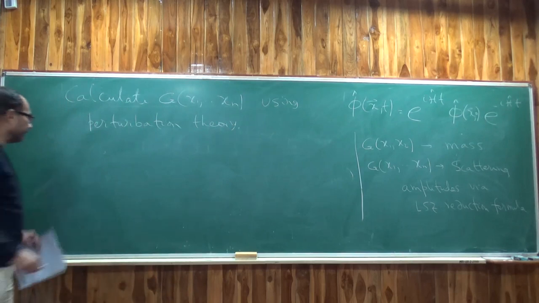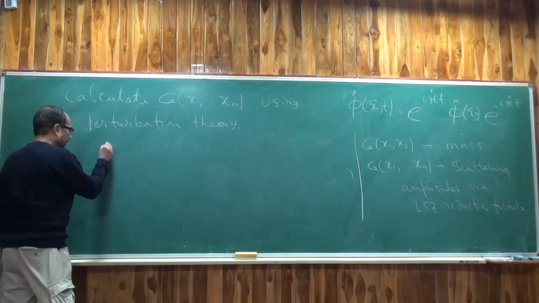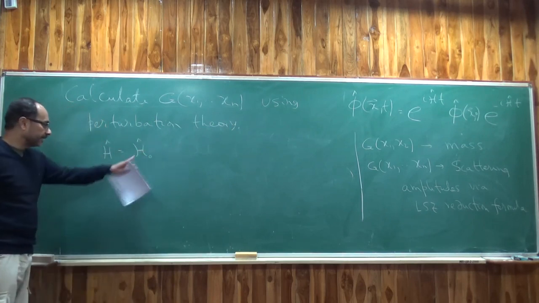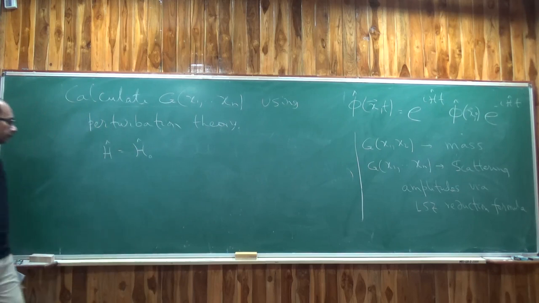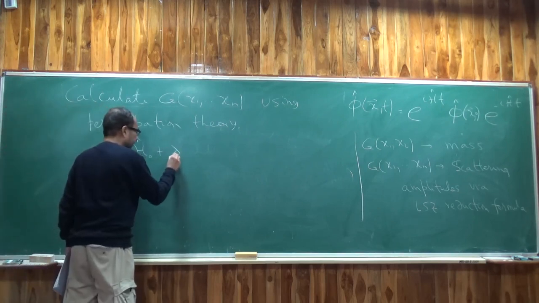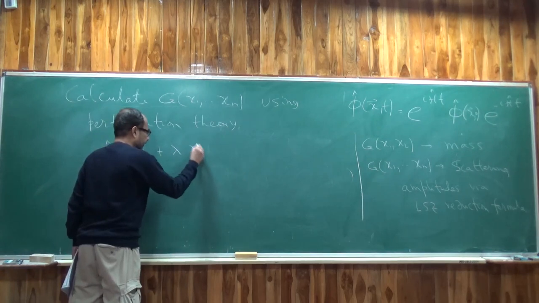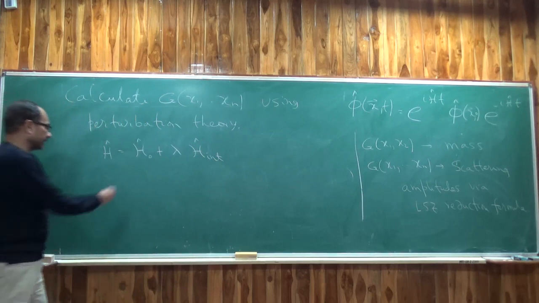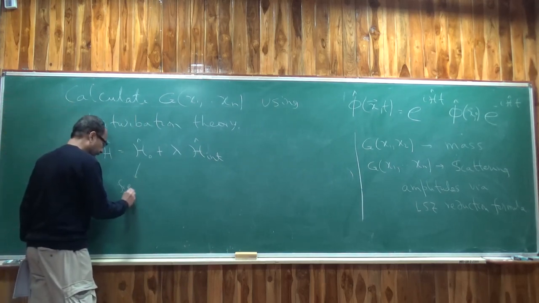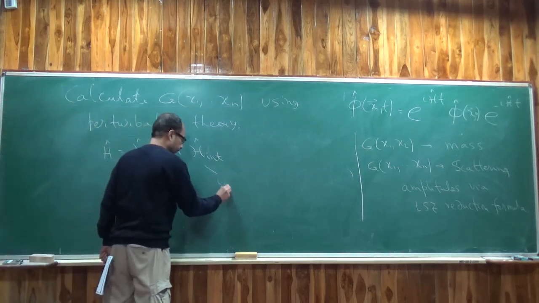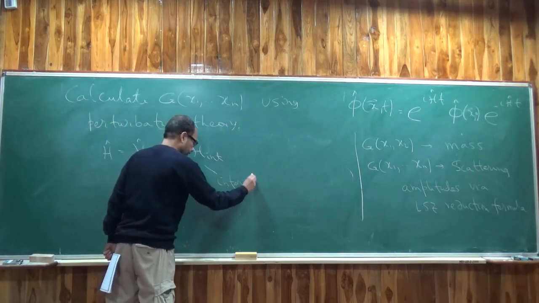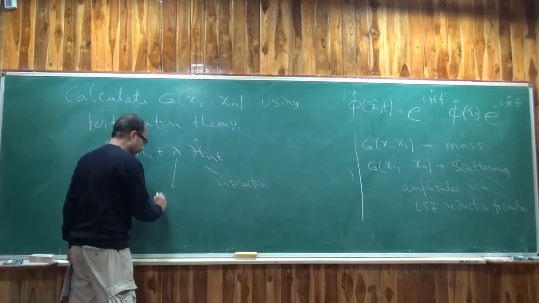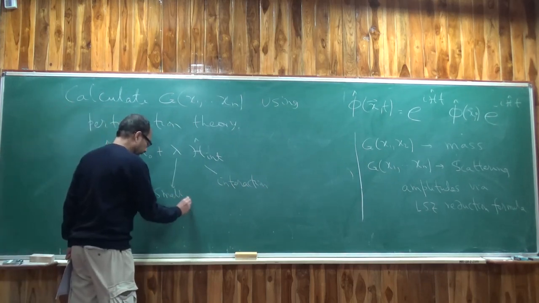So what we'll do is we'll write the Hamiltonian H hat as a sum of two terms. One is a free Hamiltonian, which just represents free fields, which is easy to solve, plus some small parameter, which I call lambda, times H hat interaction. So this is the free Hamiltonian, and this is the interaction term. And this lambda is some small parameter in which you do the perturbation expansion.